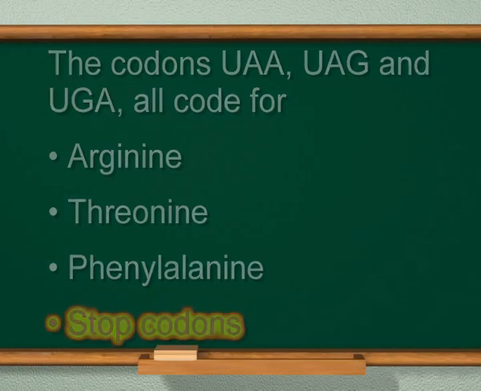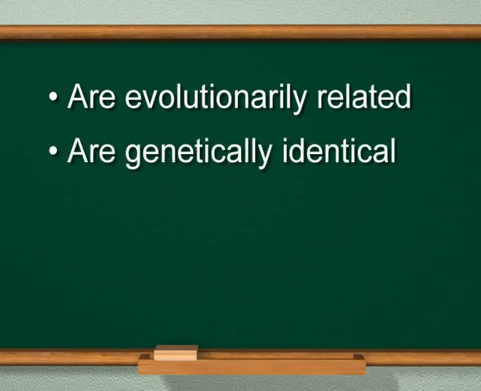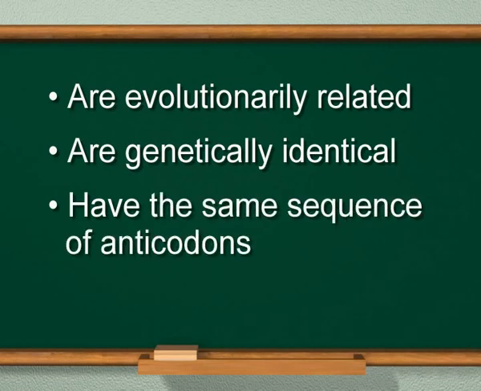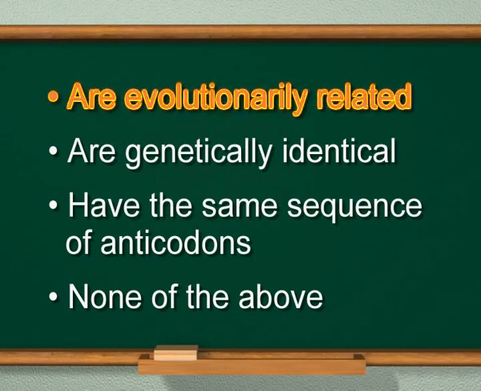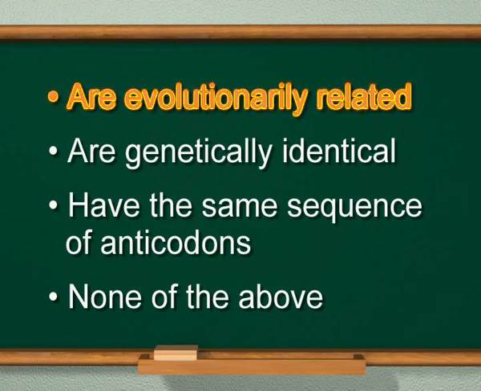The next question is, we all know that the genetic code is almost universal in living organisms. This is based on the fact that all organisms, the options are evolutionarily related, are genetically identical, have the same sequence of anticodons, or none of the above. The answer is because all organisms are evolutionarily related, therefore genetic code is universal.